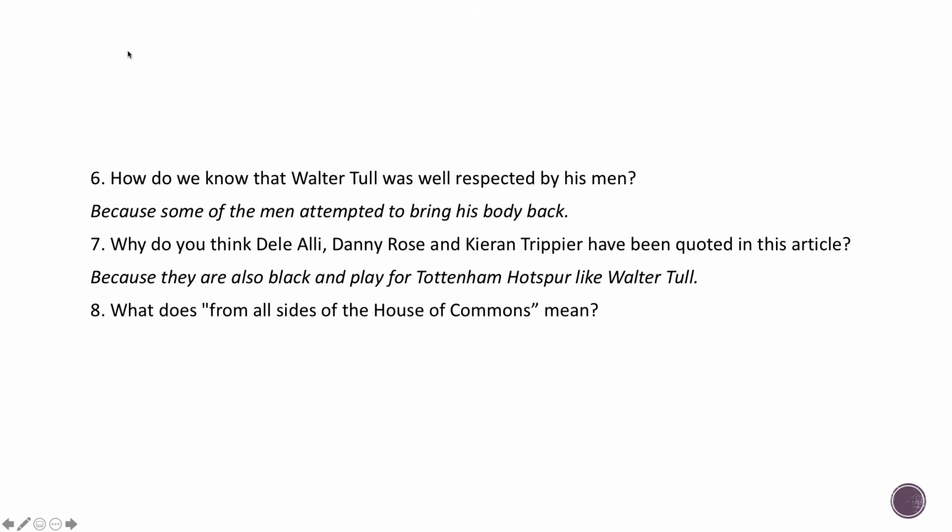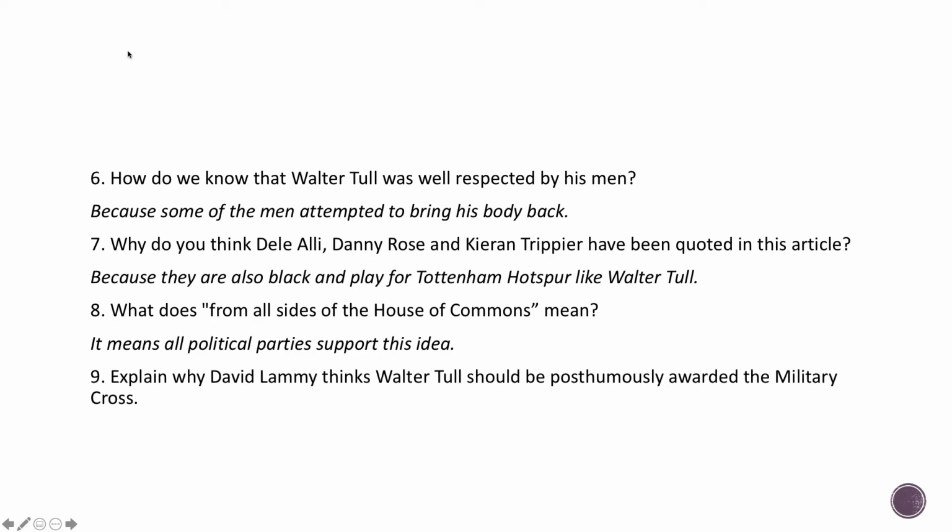And here it talks about David Lammy having support from all sides of the House of Commons. Basically, it means that all political parties support this idea. So whether you're Labour or Conservative or Liberal Democrat or Scottish Nationalist Party, the idea is that it's one of those cross-party ideas. How could you not support this idea to give them a military cross?